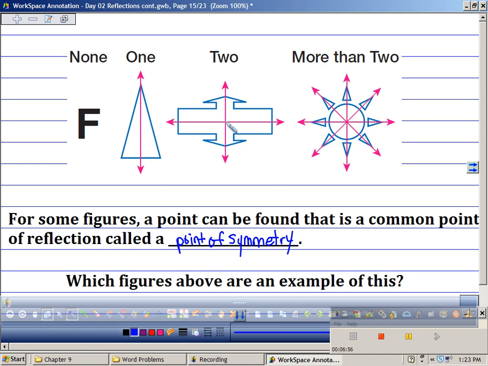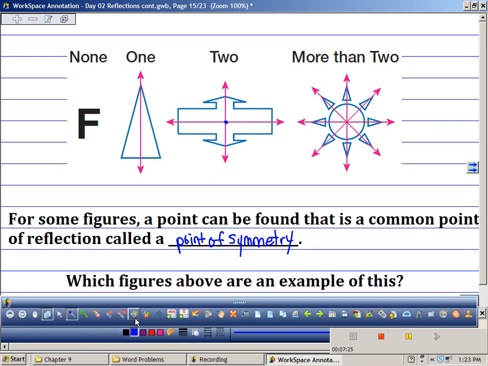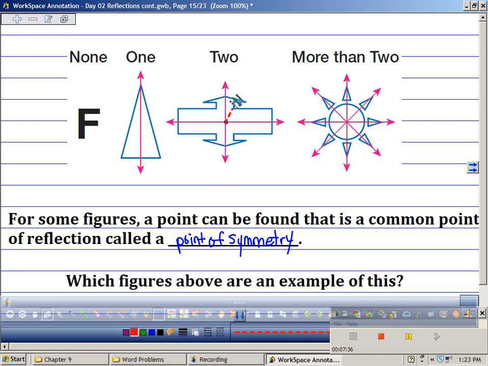a point of symmetry is where no matter where you go on the other side, it will be even or congruent. So let's go right here. Point of symmetry would be right here. If I try and draw a line from here to here, if I go in the opposite direction, is it going to be congruent? Yes. What about here? Yeah. What about here? See that?